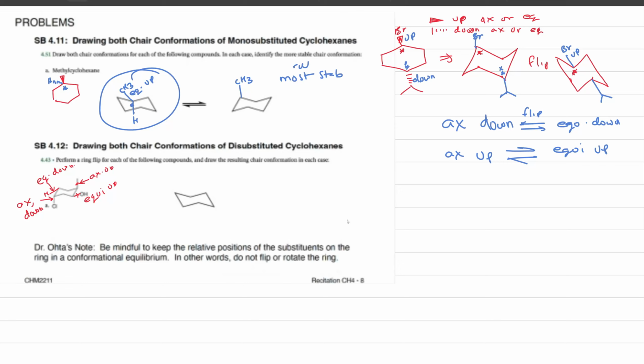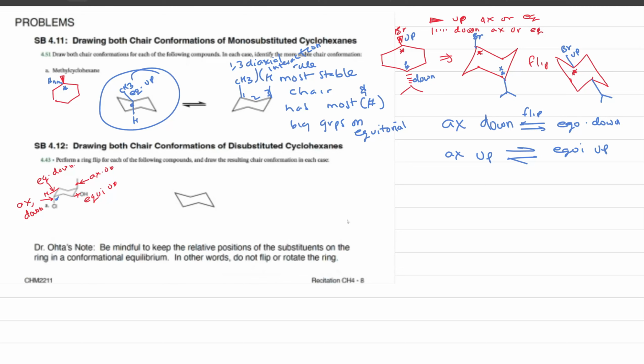The rule comes in. Rules. The most stable chair has the most groups, in terms of number and size, on equatorial. Why? Because you want to prevent 1,3-diaxial interactions. So like here, there's a hydrogen. That's what you call the 1,3-diaxial interactions. You would want CH3 in equatorial over a hydrogen. Correct, for the stability.